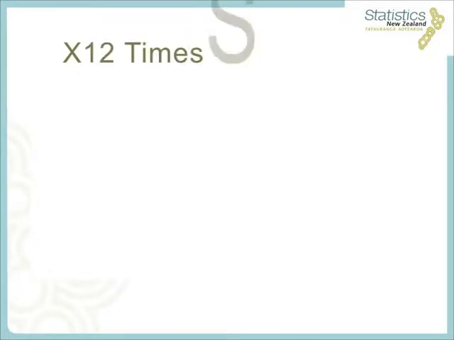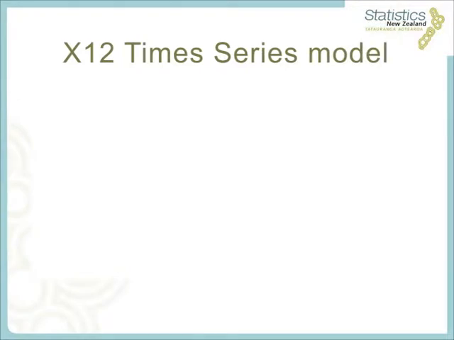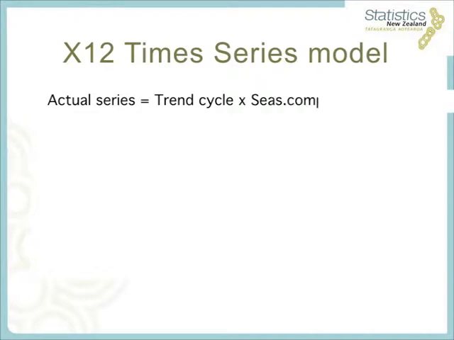When I'm talking about all these things, like trend, seasonally adjusted series and irregular, it's a good idea if you can see the model that we use. The time series model that's used by X12 is a very simple model. It assumes that the actual series is a combination of the trend cycle, which is the long-term changes in the series, the seasonal component, which takes care of the things that happen each month or each quarter, and the irregular component, which is whatever else is left over.